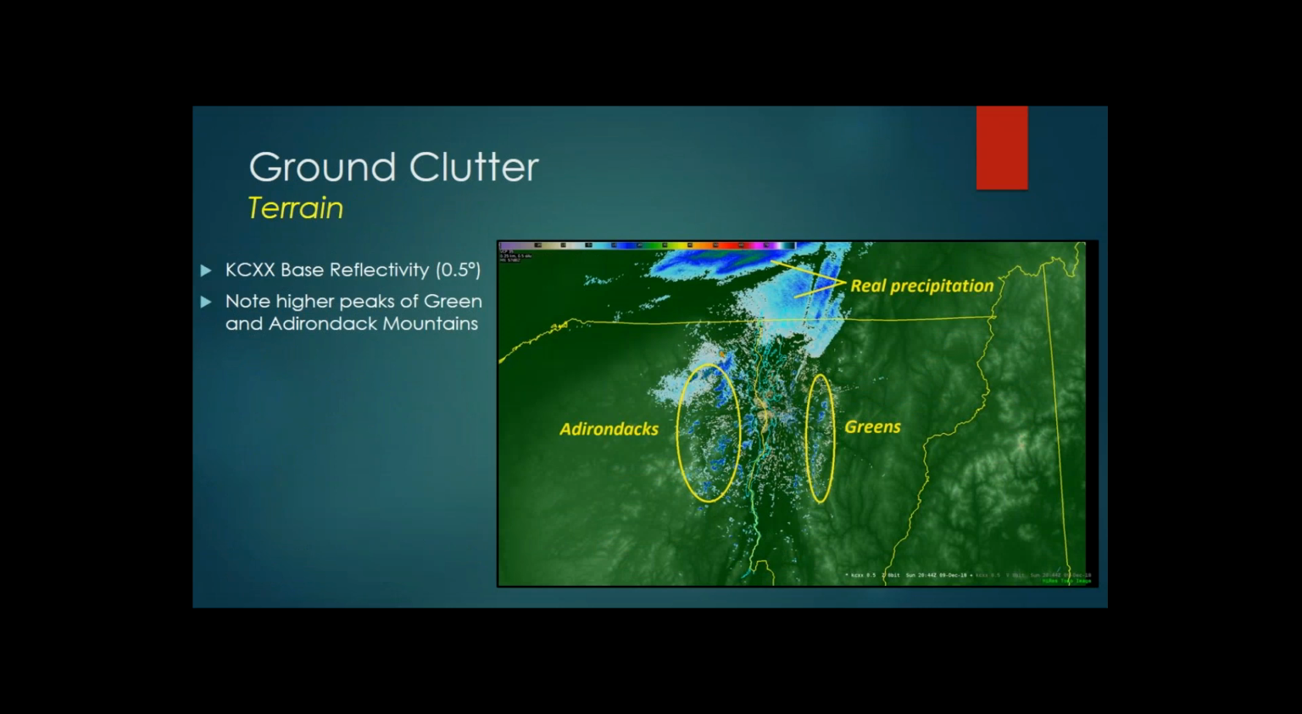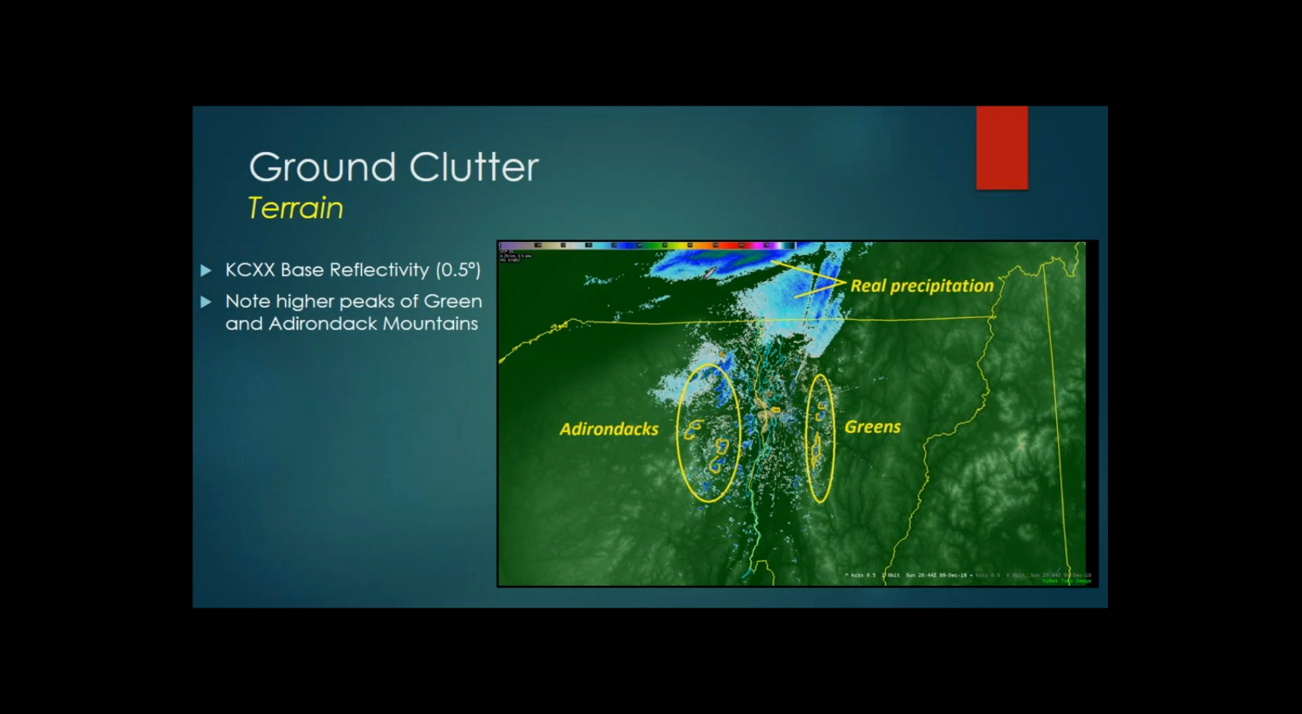So the first one I mentioned was terrain, hills and mountains. This is the base reflectivity option off our CXX radar. So the radar again is right here, okay? And you'll see the higher peaks of the Greens and Adirondacks. See some of these higher peaks here and here. And there are some summits of the Greens in there, and you can kind of imagine some hills in there. So that's the terrain blocking the lower scans, and you're seeing some of that.